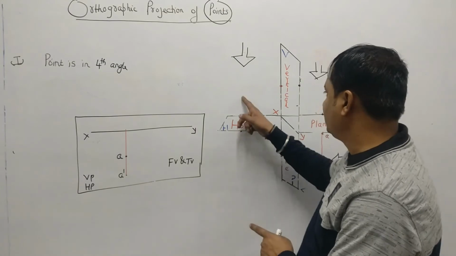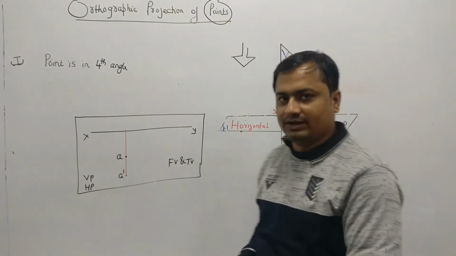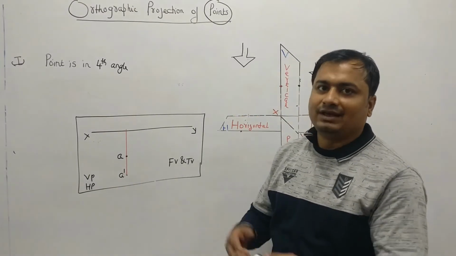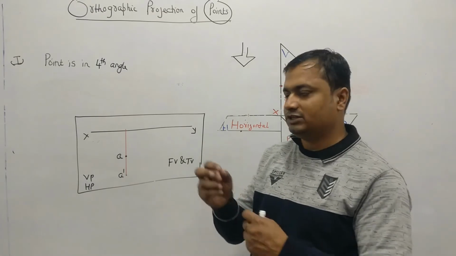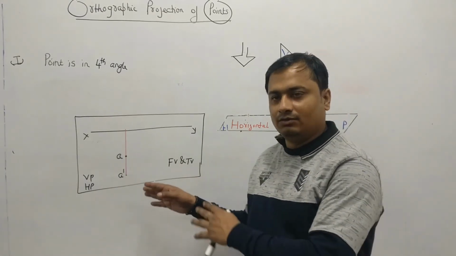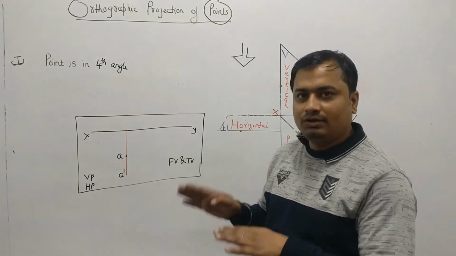Again, you can see this is the reverse of the second angle. In the second angle both were above XY, but in the fourth both are below XY. Now whether A dash is below or A is below depends on the problem, on the location of the point with respect to HP and VP. They will decide whether A dash is below or A is below. But the conclusion is both will be below XY.